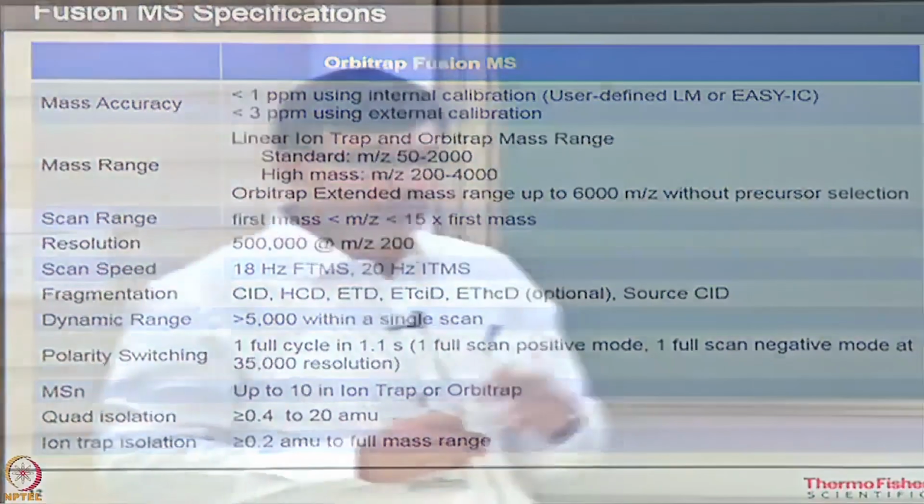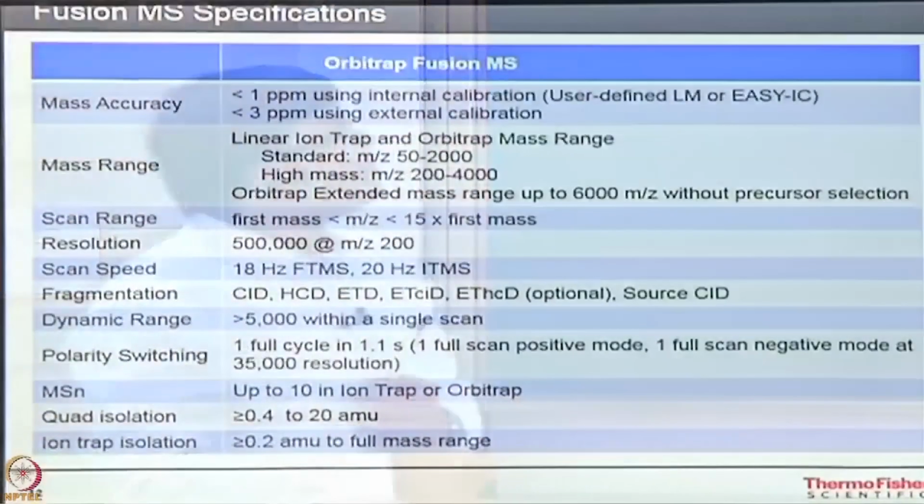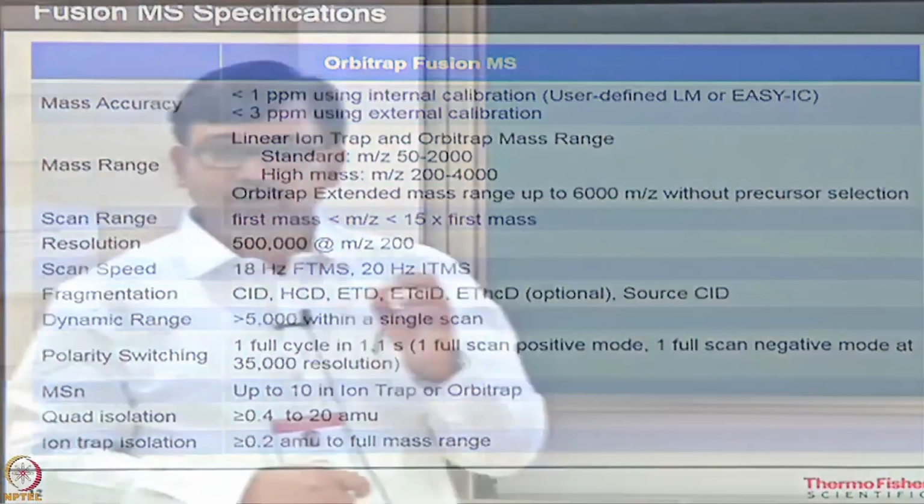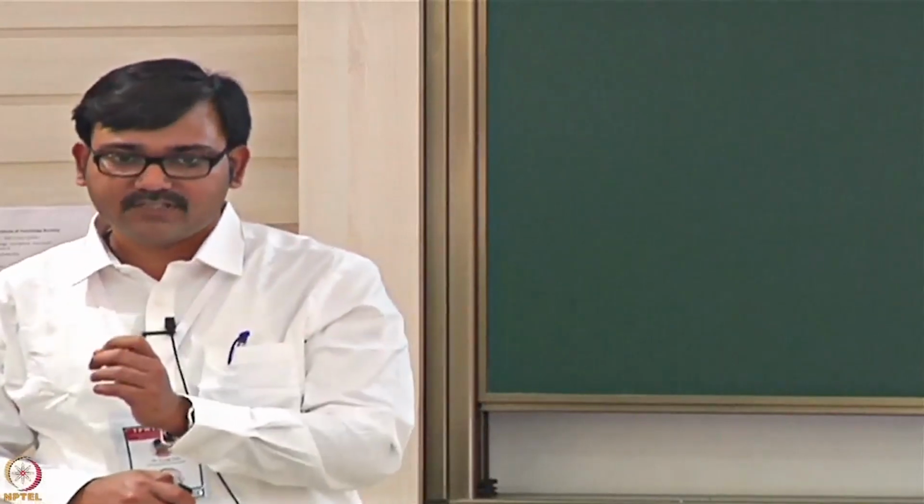Now the mass range. You can acquire the mass range from 50 to 6000 m/z, not the mass, okay, m/z. So the bigger the molecule, the more the charge states, and it will come inside this range. But you cannot scan the whole mass range 50 to 6000 in one shot. You can scan from the first mass, and the highest is 15 times the first mass. For example, if you start from 100 m/z, you can scan up to 1500 m/z. So if you want to scan the full mass range, you divide the scan range: start from 100 to 1500 and 1500 to 6000.